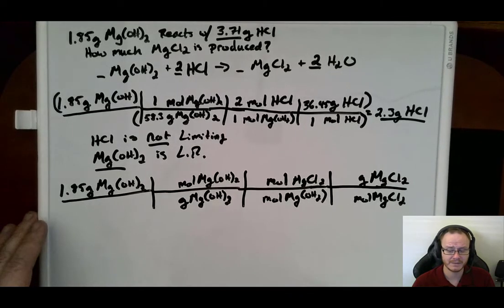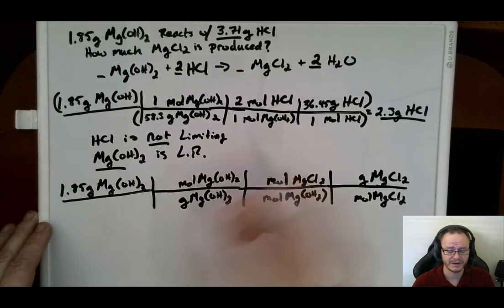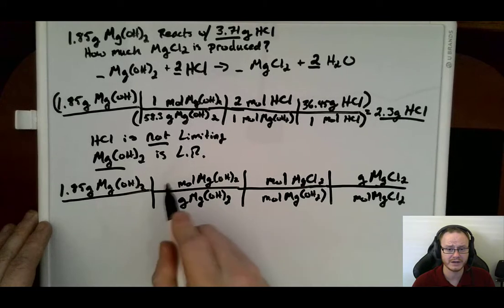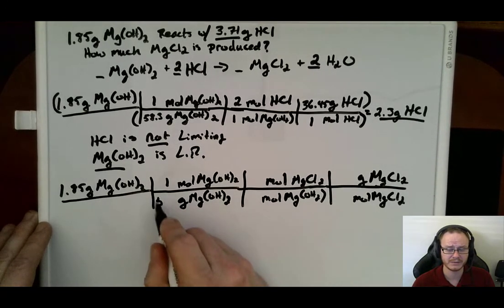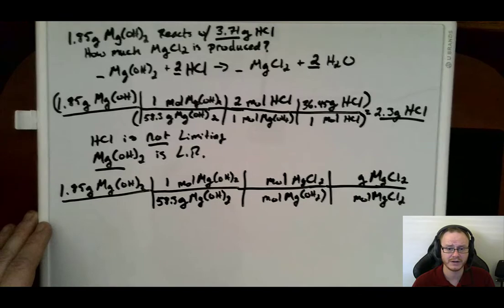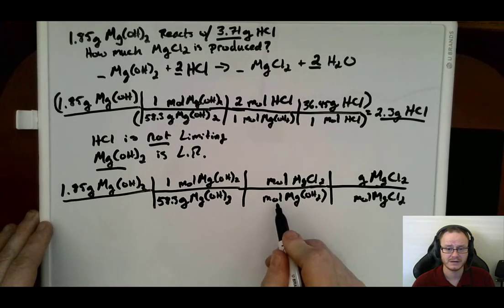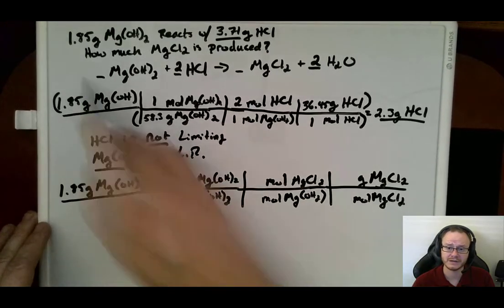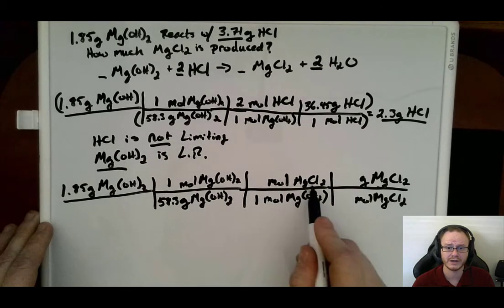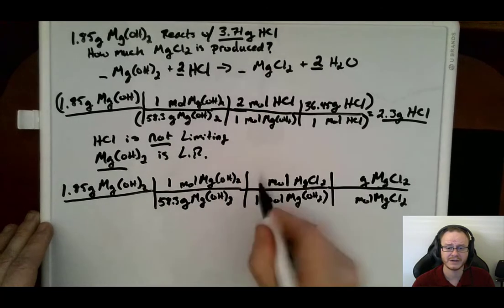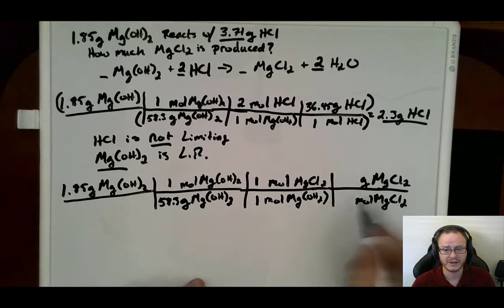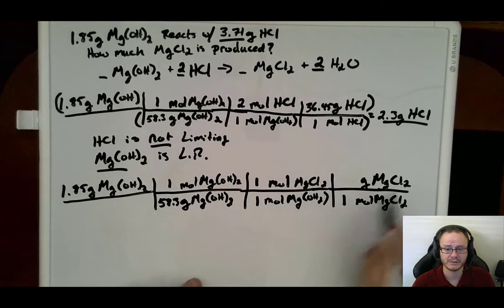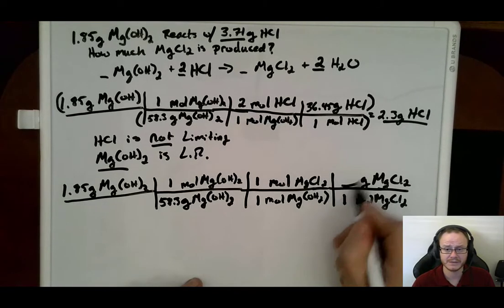My whole equation is set up. The only thing I have to do is plug in the right numbers. I know a fair bit of this already. 1 mole of magnesium hydroxide equals a molar mass, which is 58.3. Mole to mole conversion here is easy. Magnesium chloride has a 1, and magnesium hydroxide is also 1. To finish the problem, the only thing I have to do is solve for the magnesium chloride molar mass. I'm going to leave that up to you.